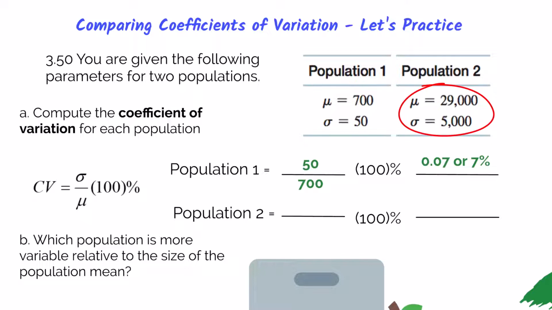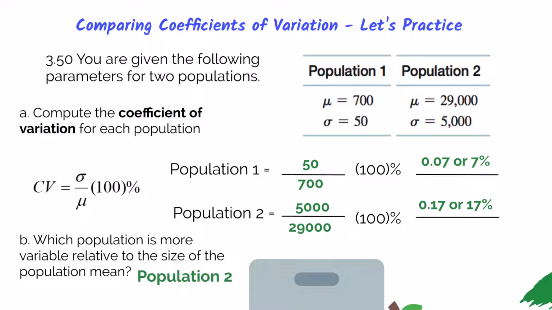So let's go ahead and do the same thing for population 2. So we're going to take our standard deviation of 5,000 and divide by our mean of 29,000, and we get 0.17, and then we multiply by 100 again, which gives us 17%. You can see that our data points are very different between these two populations, so that's why the coefficient of variation is so useful. Now, in part B, it asks us which population is more variable relative to the size of the population mean. A larger coefficient of variation means greater variability. We can now see that population 2 is more variable relative to the size of the population mean.